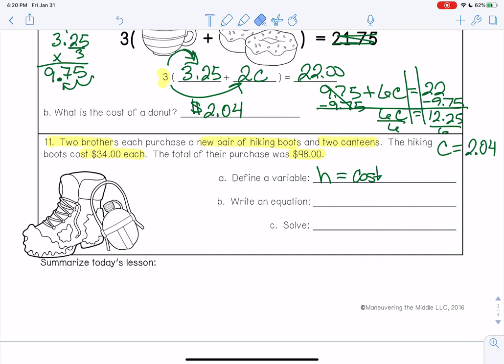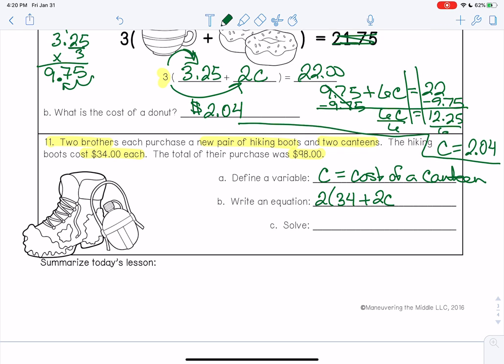Oh no, actually they gave us the cost of the hiking boots. What we don't know is the cost of the canteens. So let's use C again, like we did in the previous problems, but C is going to equal the cost of a canteen. Let's go ahead and make that go up there. All right, write an equation. Well, 2 brothers, and they each got 1 pair of hiking boots, which was $34, plus 2 canteens. We don't know the cost of the canteens, so we're using the variable C, so it's going to be 2C. And the total was $98. So that would be our equation, okay?